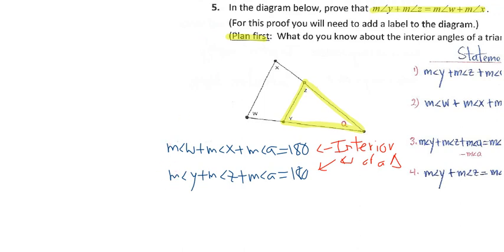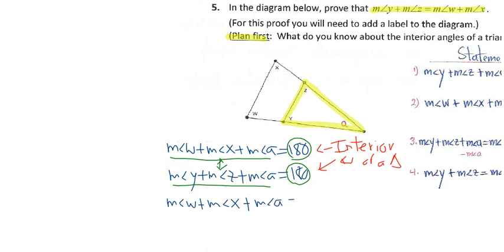So we can use the transitive property to combine these two equations because here we have two quantities that look different, but both of them are equal to the same quantity, 180. Therefore, these two quantities must be equal to each other. So I'm writing that over here. The measure of angle W plus the measure of angle X plus the measure of angle A is equal to the measure of angle Y plus the measure of angle Z plus the measure of angle A.